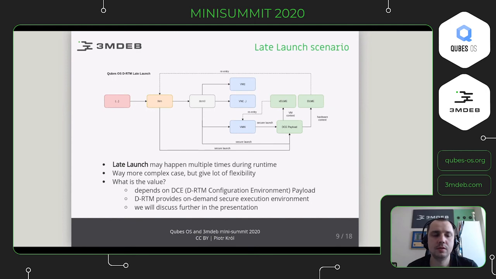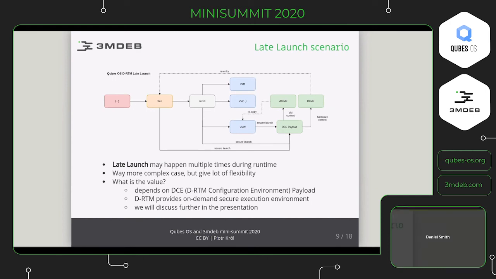Okay. So you'd use the D-RTM to make sure that Xen is good and the boot domain is good, and you measure everything else, and then you go into your boot domain, and your boot domain can now do the next step of integrity checking and attestations that you might want to do before you allow the system to continue.